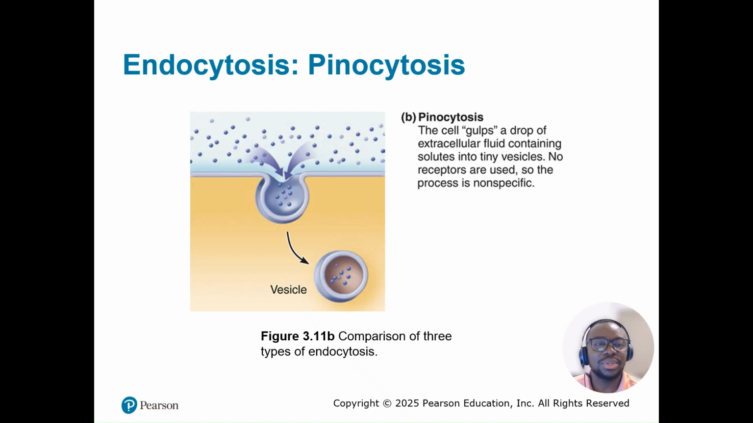Next is pinocytosis. Pinocytosis is referred to as cell drinking. The cell takes in drops of extracellular fluid containing solutes. The extracellular fluid enters tiny vesicles. No receptors are used or required in this process, so pinocytosis is non-specific. Pinocytosis is used by some cells to sample their environment. It is also the main way in which nutrients are absorbed in the small intestine.